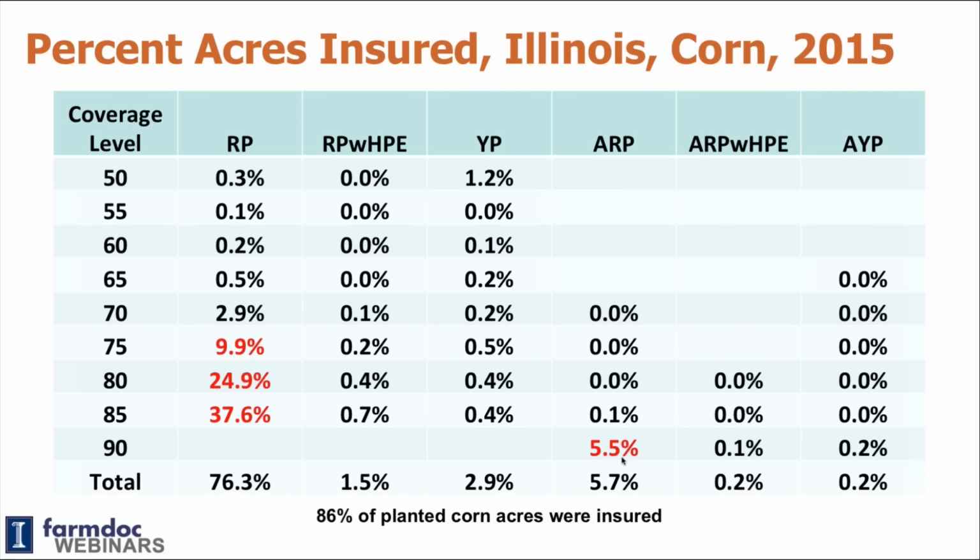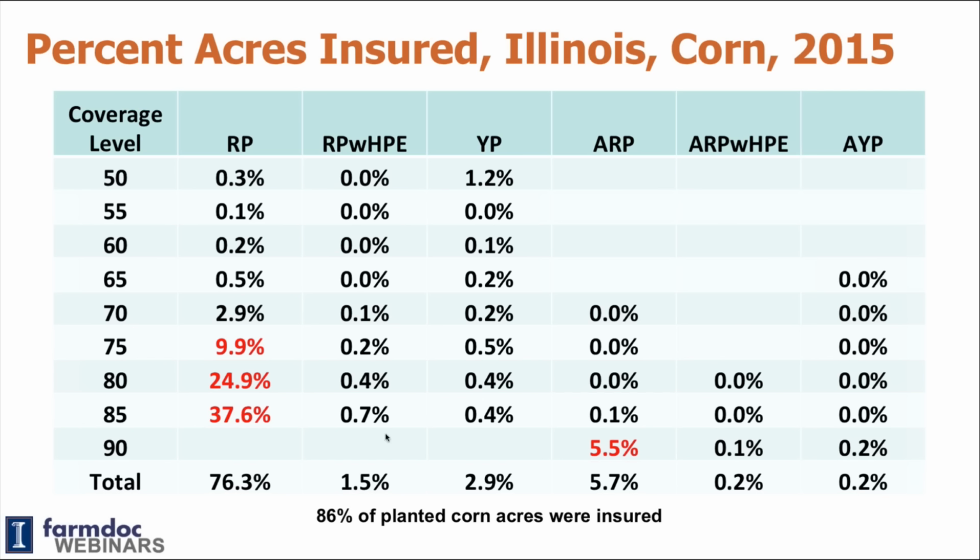The other larger part of the policies fell in ARP. So we saw most people taking RP, either farm level option or county level option. And again, if you were there last year and were comfortable with those coverage levels and what you got from those products, that is probably a pretty good place to be this year.